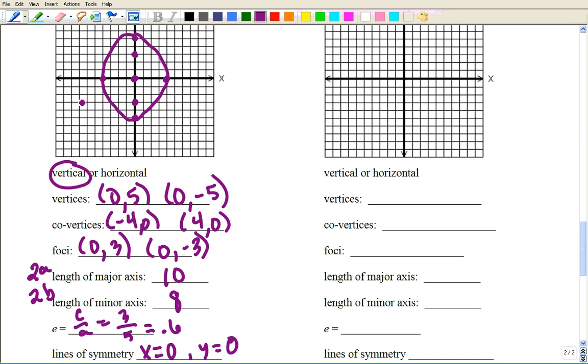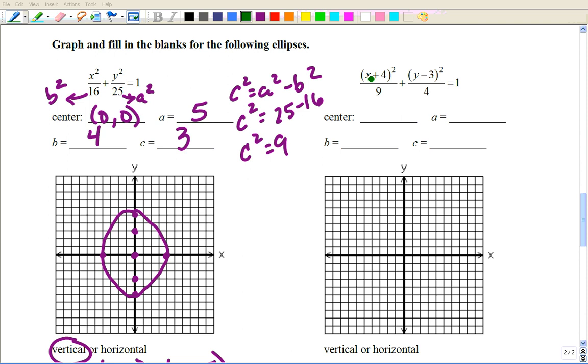Let's look at another example. We have x plus 4 squared over 9 plus y minus 3 squared over 4 equals 1. Okay, so the center, we look at what's behind the x and the y and take the opposite sign. So the center is at -4, 3.